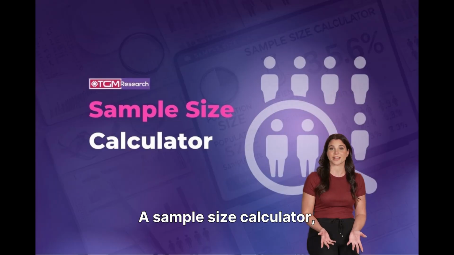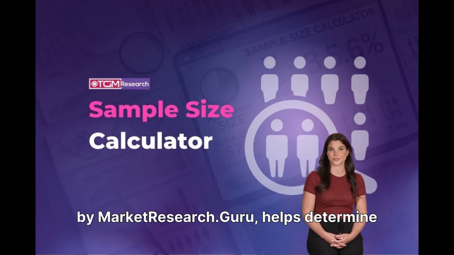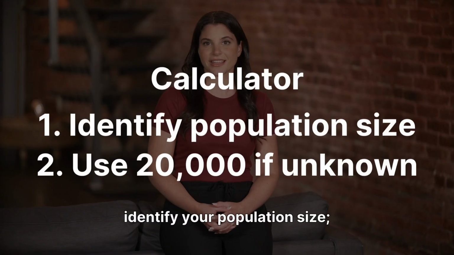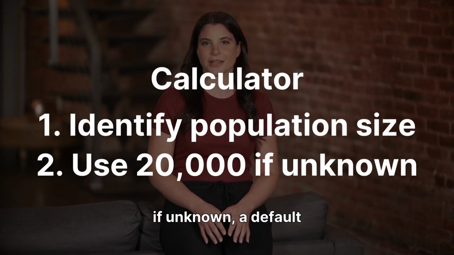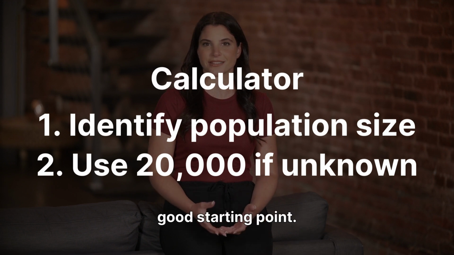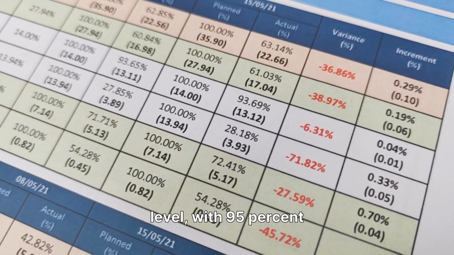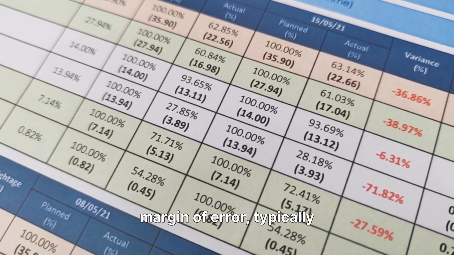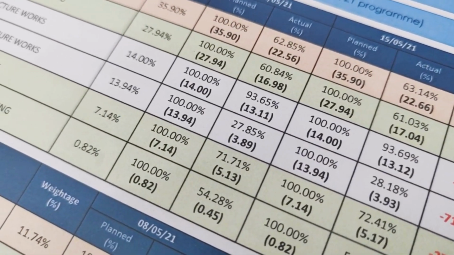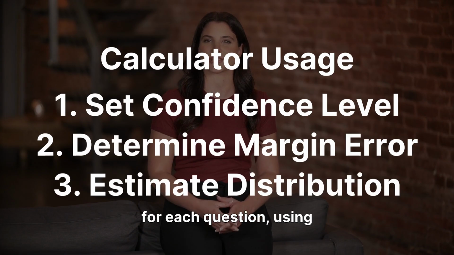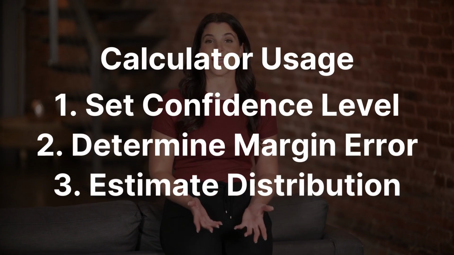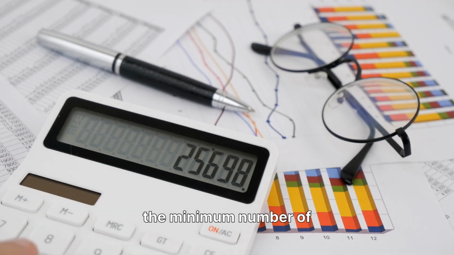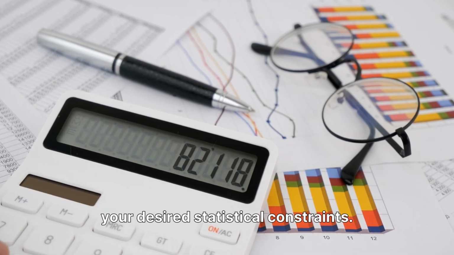A sample size calculator, like the one offered by Market Research Guru, helps determine the ideal number of respondents for your study. To use it, first identify your population size. If unknown, a default of 20,000 is a good starting point. Next, set your confidence level, with 95% being the industry standard, and determine your acceptable margin of error, typically 3% to 5%. Estimate the response distribution for each question, using 50% if unsure, as this yields the largest sample size. Finally, the calculator computes the minimum number of samples needed to meet your desired statistical constraints.